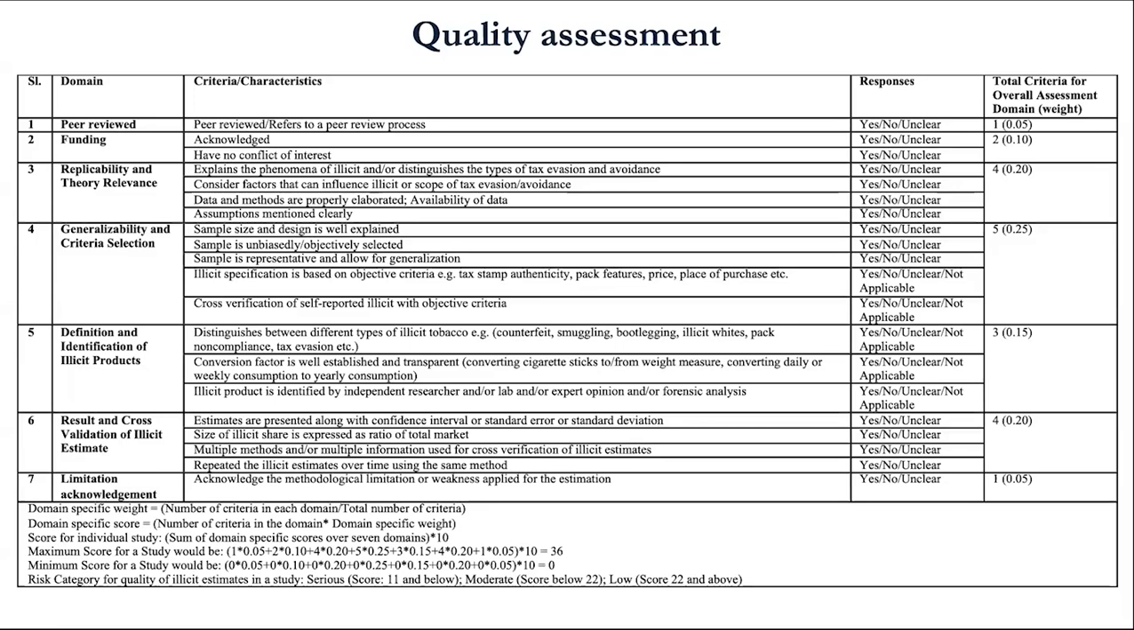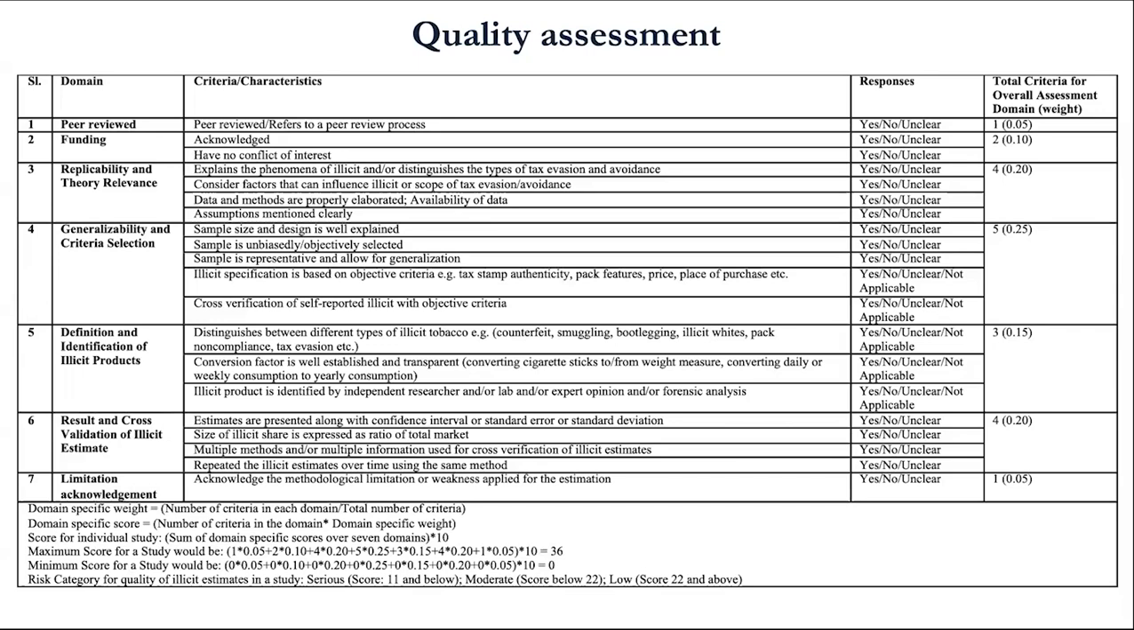So you can see that for each of the characteristics under a single domain, there can be 3 responses: whether that study was satisfying that characteristic, or it was not meeting that characteristic, or the information was unclear or not applicable. So what we have done, if the study was satisfying that characteristic, we provided a weight of 1. If it didn't, we provided a weight of 0, or if the information was unclear, we provided a weight of 0.5. Each particular domain has a specific weight, and that weight is defined as the number of criteria in each domain divided by the total number of criteria that we have considered.